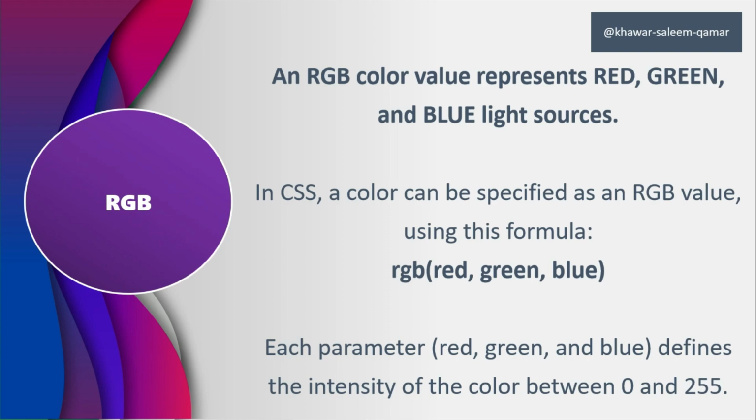In CSS, the value of RGB is given in this format: RGB, and inside it we give first the red color, then green, and then blue. The order of these colors and their values is really important in CSS. As you can see written here, the value of each color, red, green, or blue, starts from 0 and goes all the way up to 255. None of the values among these three colors can exceed 255 or be lower than 0.